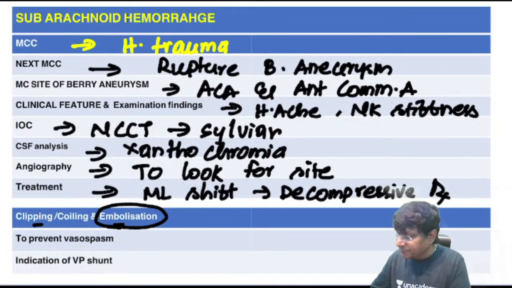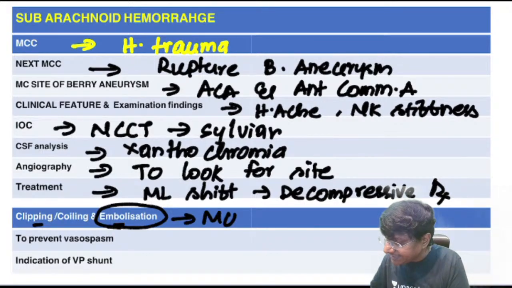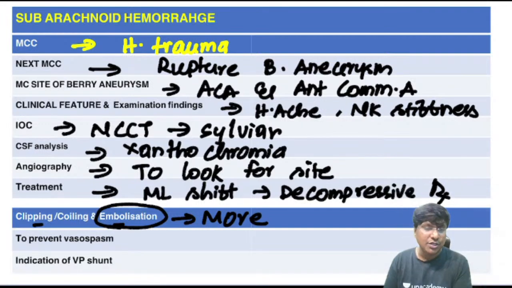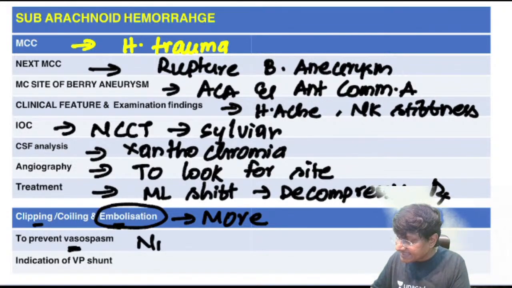But which is more preferred? Embolization is more preferred compared to clipping or coiling. And what are the drugs that you will give to prevent vasospasm? The drug that you will give to prevent vasospasm will be nimodipine. Nimodipine is what?